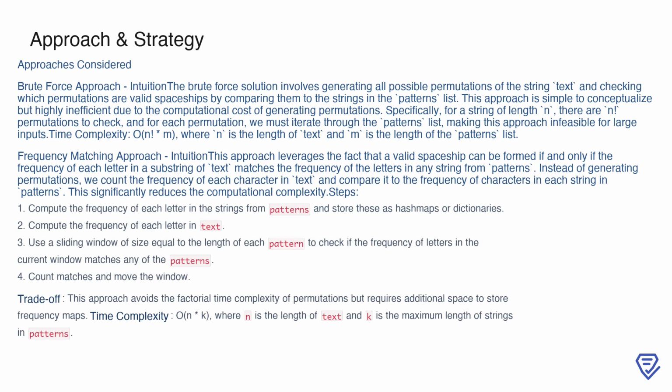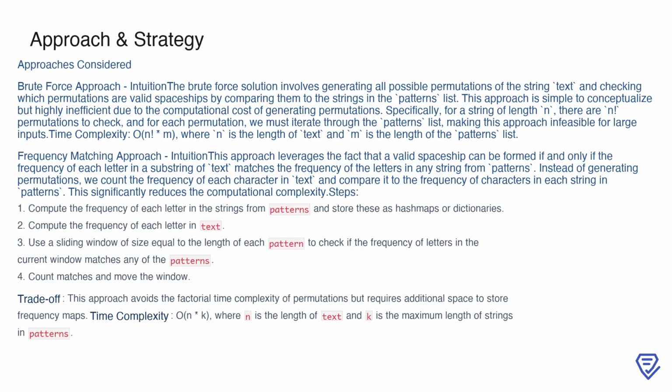Let's start by discussing 2 possible approaches to solve the problem. First, the brute force approach. The intuition here is to generate all possible permutations of the string text and then check which of these permutations are valid spaceships by comparing them to the strings in the patterns list. While this method is straightforward to understand, it quickly becomes impractical for large inputs due to the sheer number of permutations involved. For a string of length n, there are n! permutations, and checking each one against the patterns list makes this approach computationally expensive, with a time complexity of O(n!)(m).